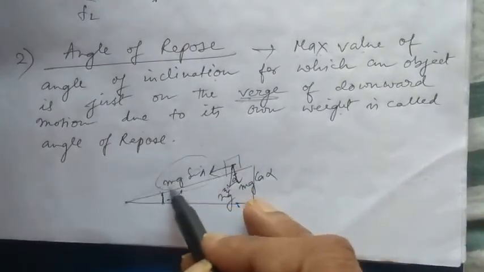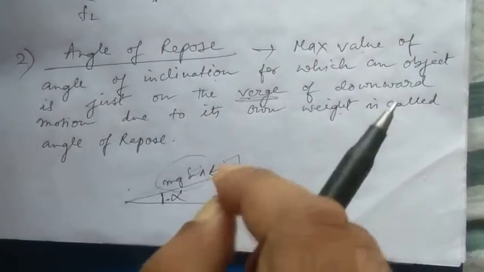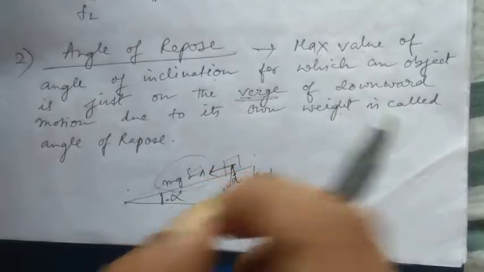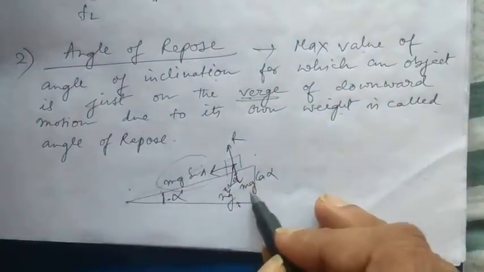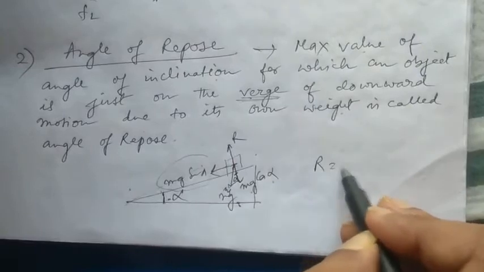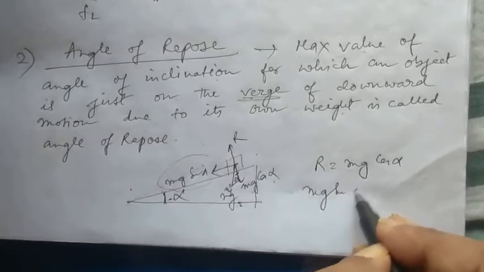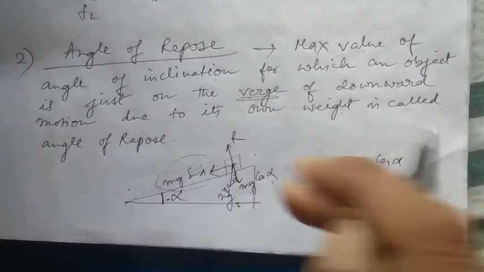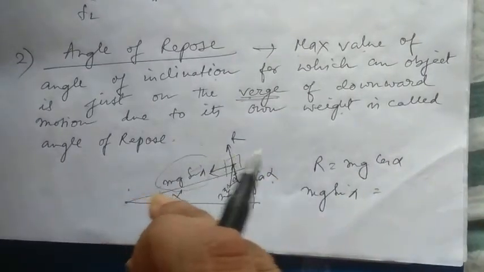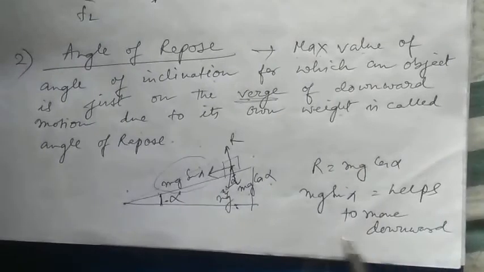Now this mg sin alpha is responsible for the body to move downwards, and this component will always act downwards even if frictional force is present or absent. The normal reaction will act in the opposite direction to the mg cos alpha component, so R becomes equal to mg cos alpha, and this mg sin alpha is an unbalanced force. It has no balancing component, which helps the body to move downwards along the inclined plane, and this direction will ever remain the same. So mg sin alpha is responsible for the body to move downwards.